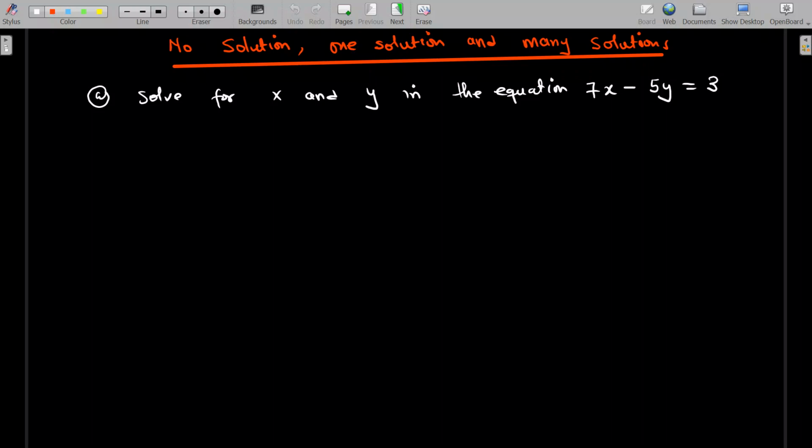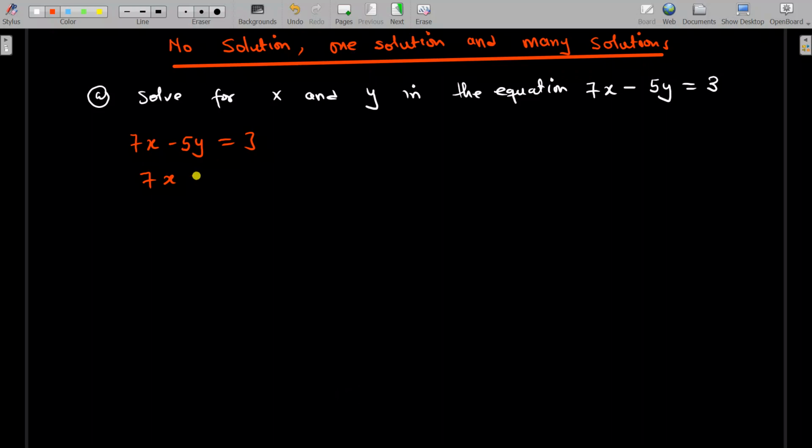Solve for x and y in the equation 7x minus 5y equals 3. So I have 7x minus 5y equals 3. How do I find x and y in this kind of equation? I want to solve for both x and y. So what I can do is try to write one of them in terms of the other.